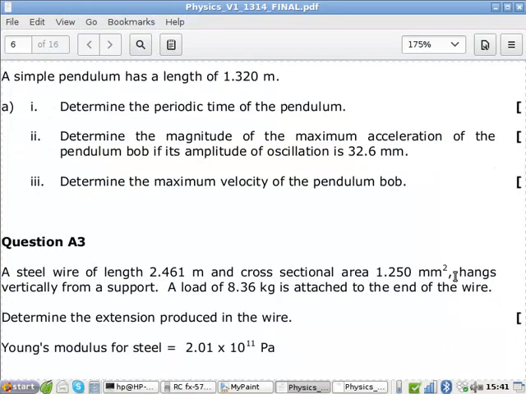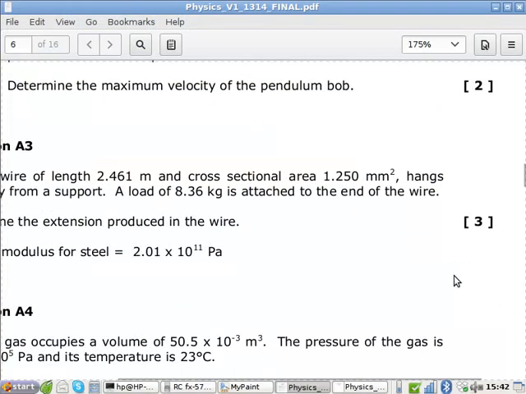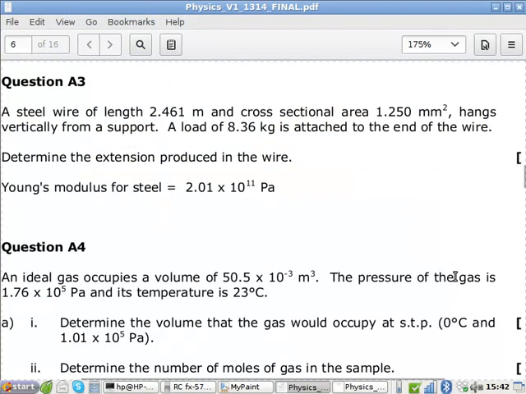Young's modulus, 3 marks. So that means you should really have it done in 4 minutes. So you can start, 42 until 46 then.